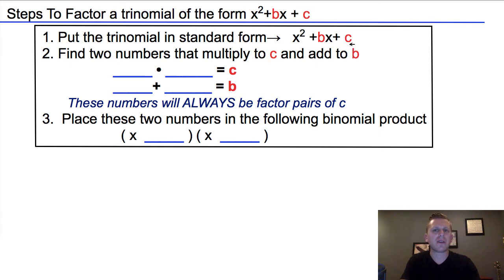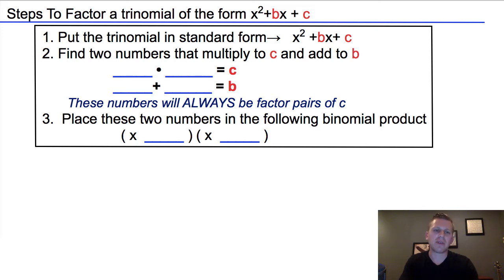There's going to be a number here as the constant piece. Make sure it multiplies to whatever that constant piece is. And then there's going to be a constant here in front of the x term. Make sure that whatever that piece there is, it's b. And these numbers will always be a factor pair of c, meaning they're always going to multiply to this number here. And then after you do that, just place the 2 numbers in the following binomial product. Binomial meaning 2 terms, and there's a product.